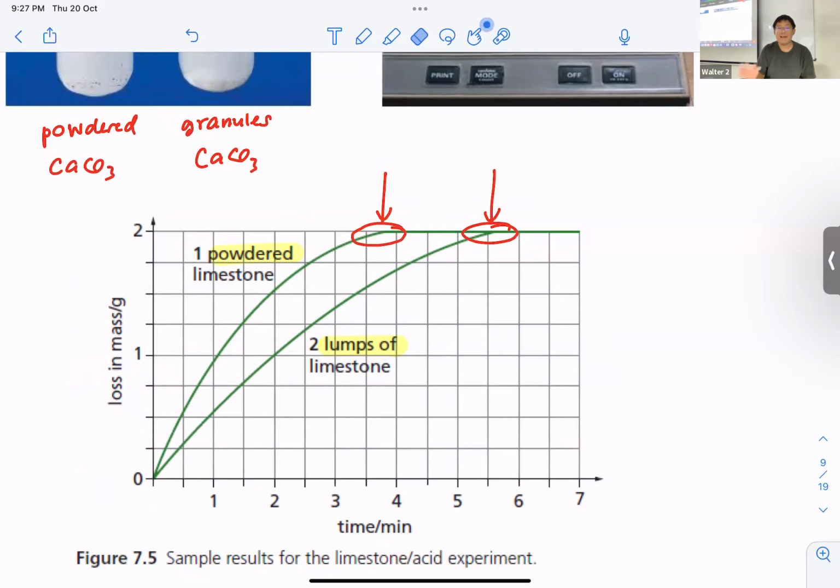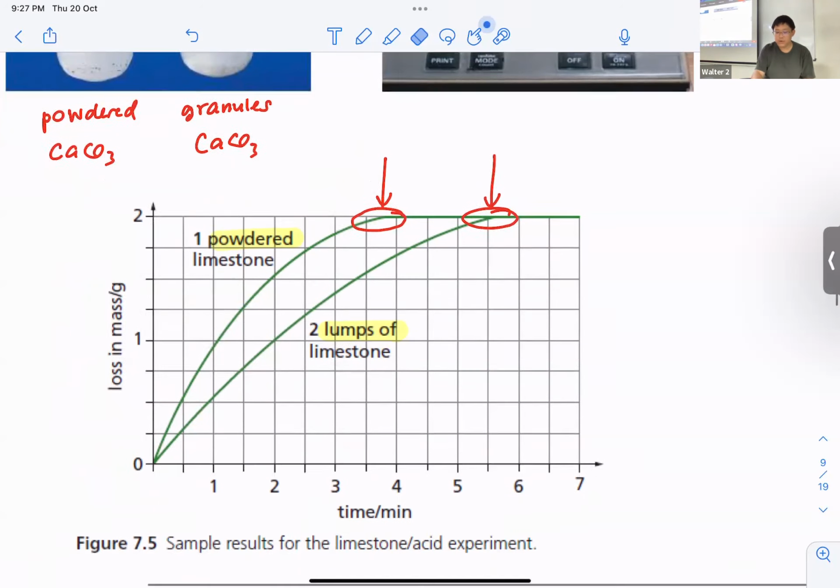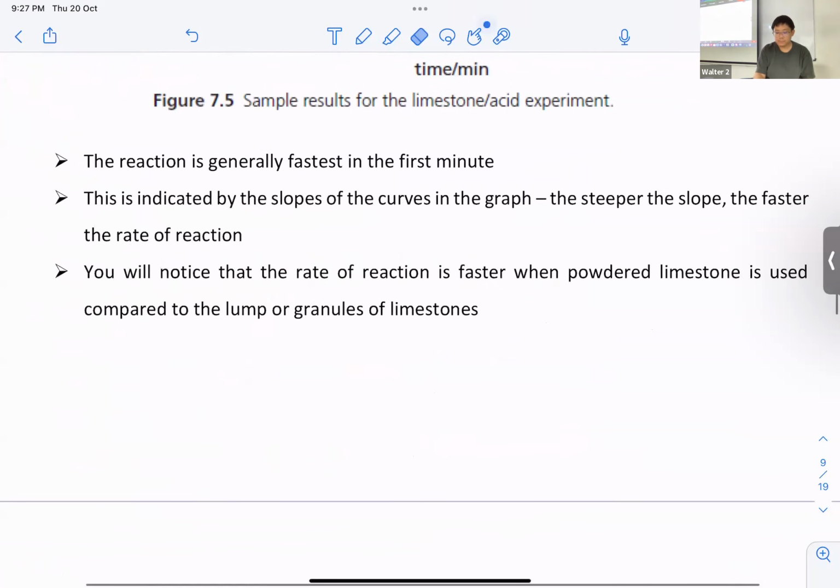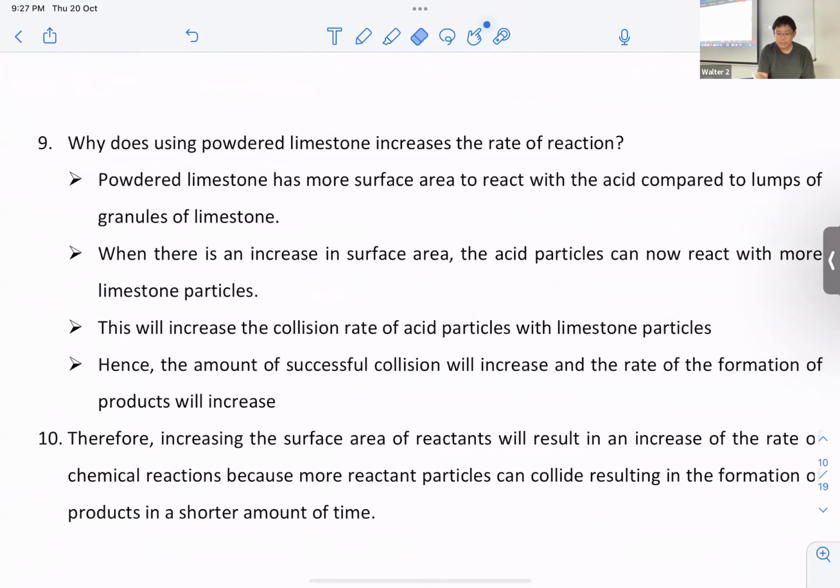Okay. Now, knowing how to interpret the graph is not enough. You need to know the mechanism of rate of reaction. So number 9 here is very important. We can say that limestone powder has a higher rate of reaction compared to lumps. But why? Okay, this is when students get confused.